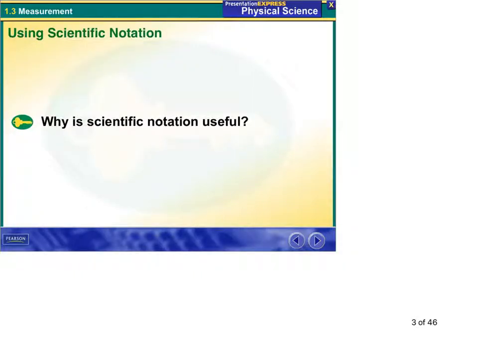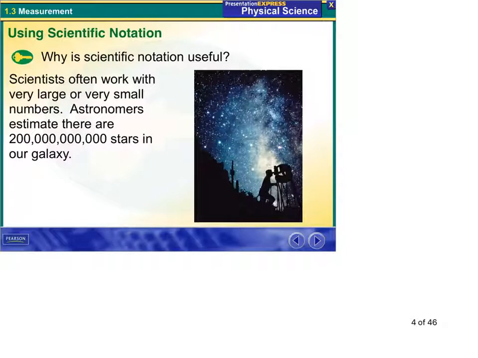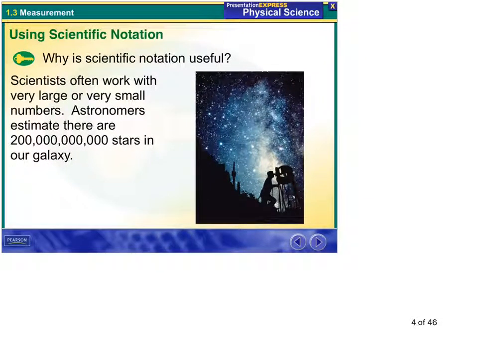In using measurements, we often use scientific notation. One of our key questions: why is scientific notation useful? Scientists often work with very large and very small numbers. For example, astronomers estimate there are 200,000 million stars in our galaxy. Really big number.